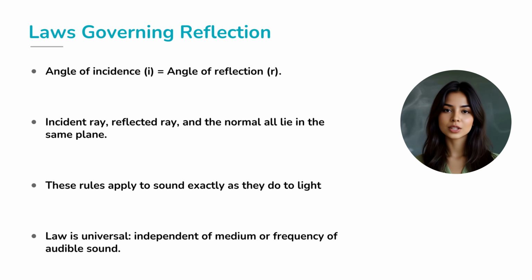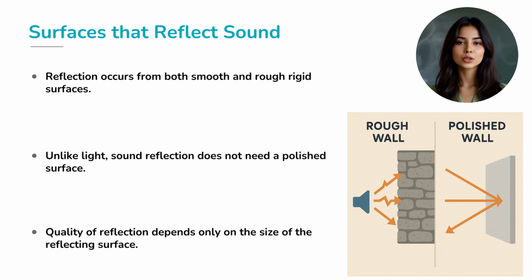As you can see in the diagram, the incoming ray and the outgoing ray behave like obedient students following the rules of geometry. Unlike light, which needs a smooth and shiny mirror, sound waves are less demanding. They reflect from almost any hard surface, whether smooth or rough. So walls, metal sheets, or even wooden boards can reflect sound. The real deciding factor isn't how polished the surface is, but how big it is. Think of it this way: sound is less picky than light. It doesn't need a mirror finish, just a good solid surface to bounce off.